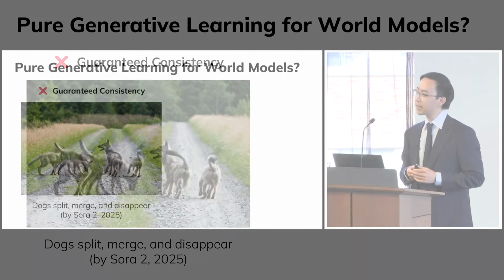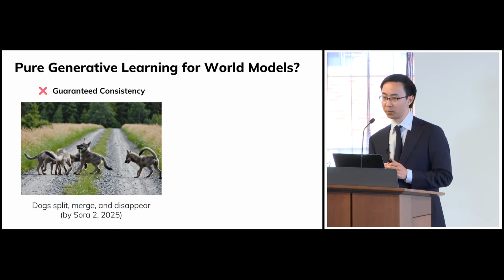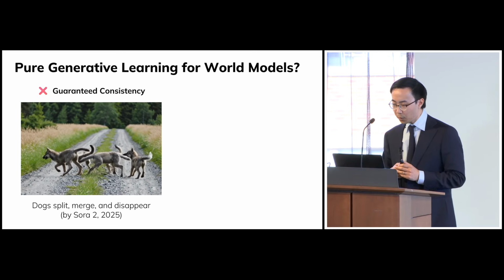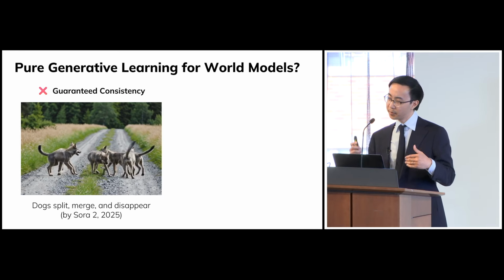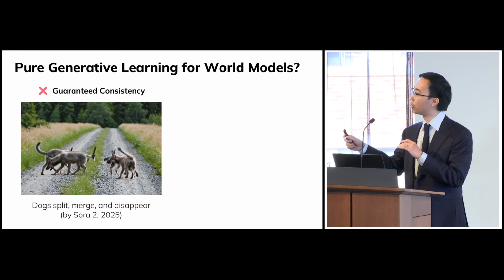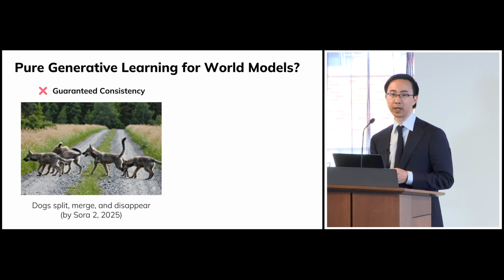So you might argue that, oh, can we scale up video models and video data to address this? Well, you could do that to further improve the fidelity, but there's simply no guarantee for such end-to-end neural networks. And this guarantee is actually important for many of the downstream applications.